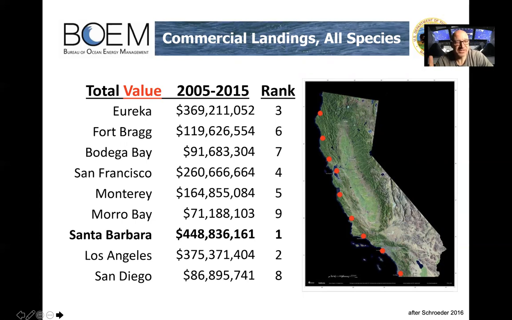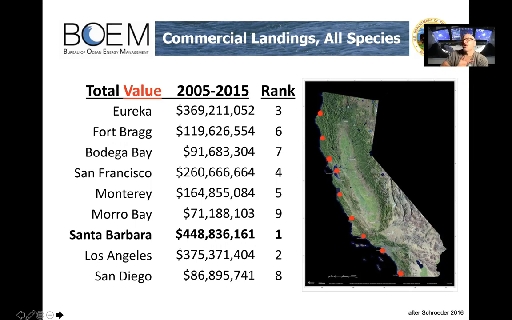Now, some others come close. LA comes close. Eureka comes close. Eureka, a lot of that's groundfish and crab. LA, a lot of that is squid. Even though Santa Barbara gets some squid, most of the squid goes to LA. Anyway, the point is our region is a relatively hot spot for commercial fishing in California.